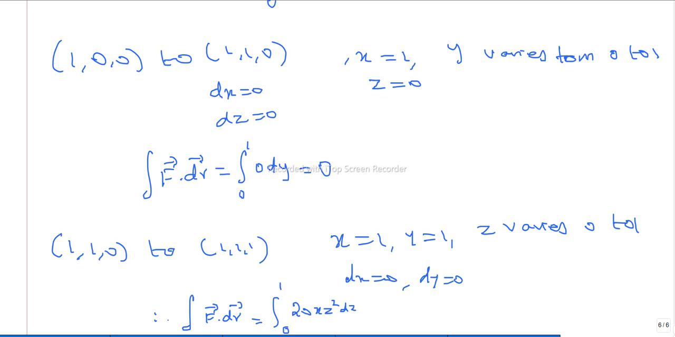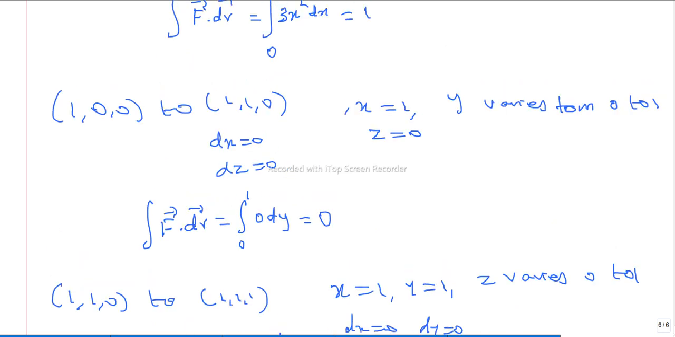Here x is 1, therefore we get 20 z cube by 3 from 0 to 1, which gives 20 by 3. Now you have to add all the things.